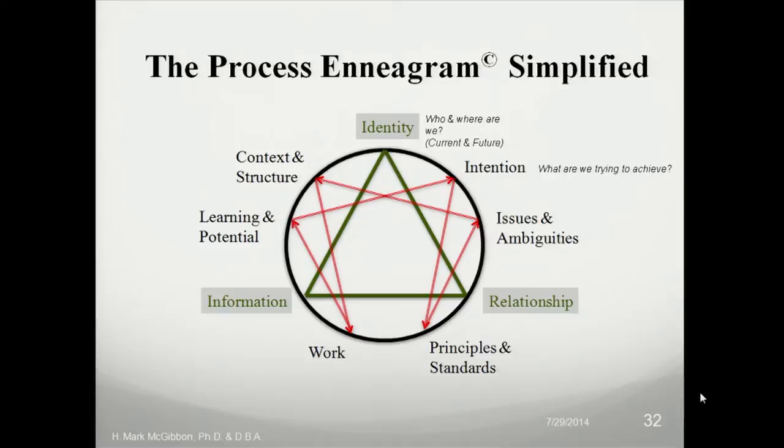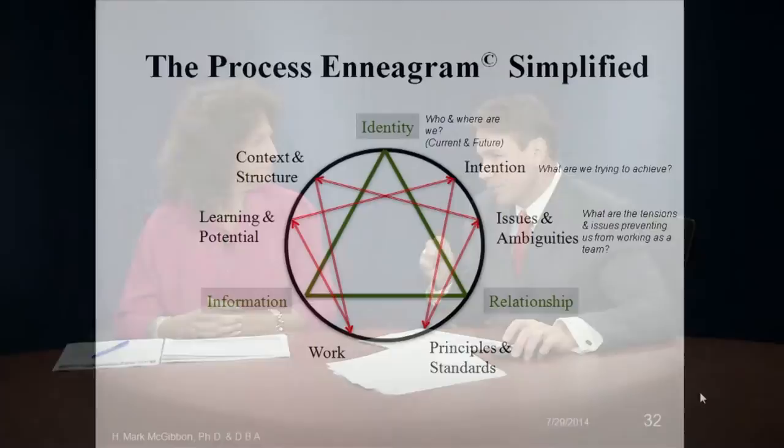The next is issues and ambiguities. What are the tensions and issues preventing us from working together as a team? We have cliques, just like in high school and college. Exactly. Those are a lot of the issues and ambiguities that prevent harmony and effectiveness. That is one of the key areas here, and this is why I stress it several times throughout this presentation.